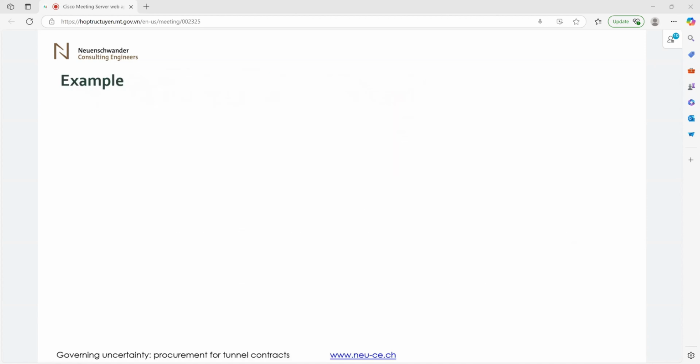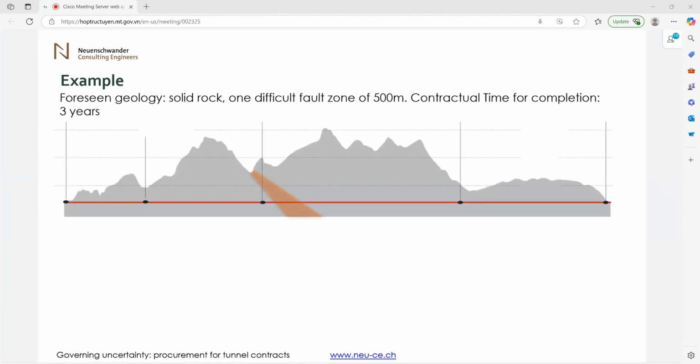Here's an example. We have a foreseen geology of solid rock with one difficult fault zone of 500 meters. This has been assessed during front-end engineering design. Contractual time for completion is 3 years. We have two axes, one from the left, one from the right, and the brown difficult fault zone of 500 meters. Now we start digging. This is a hard rock tunnel. Next, please.